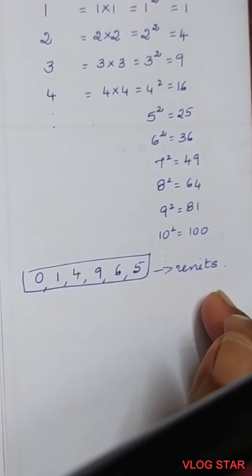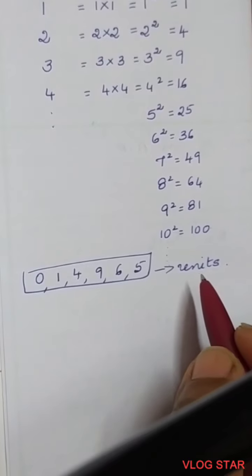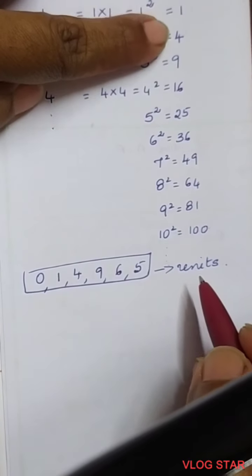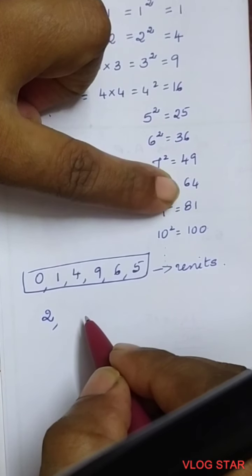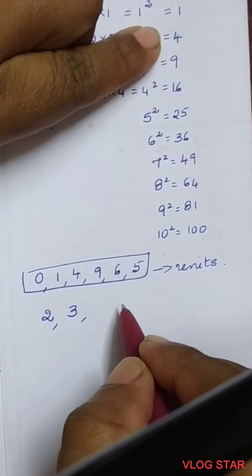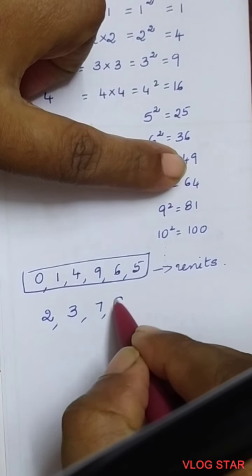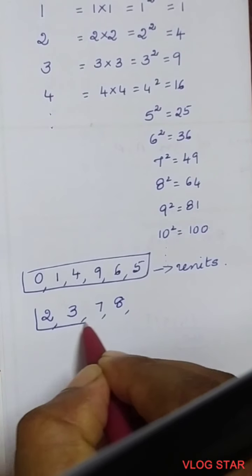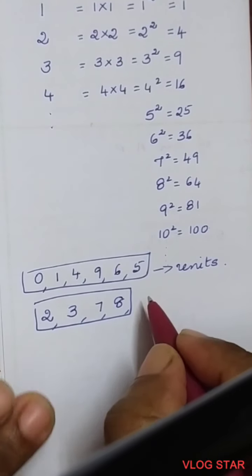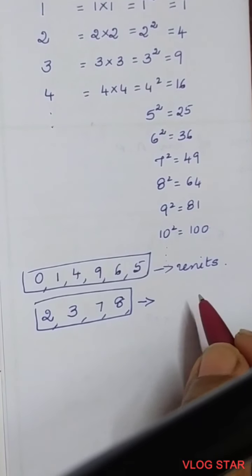Which are the numbers that come in the unit place of a perfect square number? So which numbers will not occur in the units place? Let us see which numbers are not there. 0 is there, 1 is there, 2 is not there, then 3 is also not there, 4 is there, 5, 6, then 7 is not there, 8 also not there, 9 is there. So these numbers, 2, 3, 7 and 8, do not occur in the unit place of square numbers.